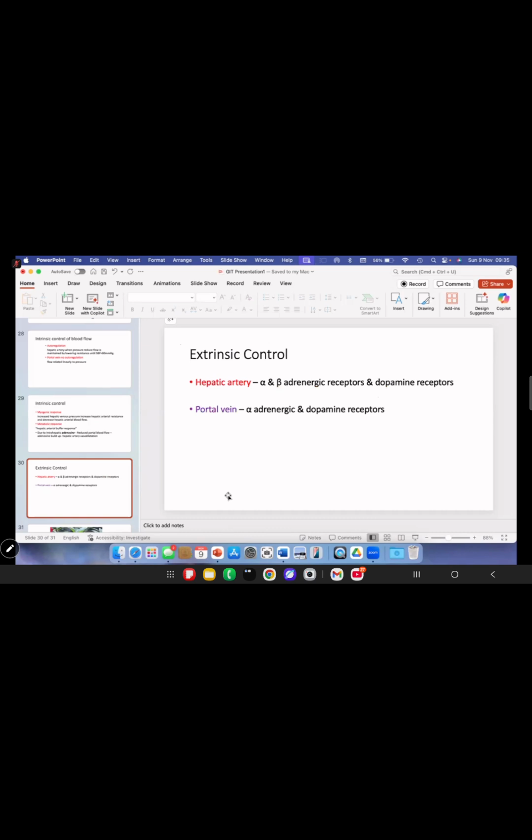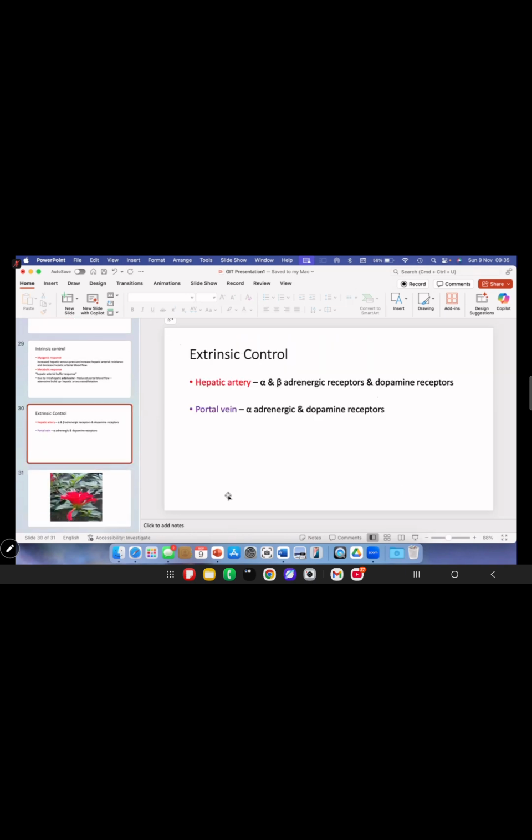Okay. Extrinsic control, outside control to the arteries actually: alpha and beta adrenergic receptors and dopamine receptors. And the portal vein also, now understand, the portal vein has extrinsic control. It has no capacity itself to dilate and vasoconstrict. That's autoregulation. But externally, you can have alpha adrenergic and dopamine receptors to constrict things. Okay. So that's it, right?